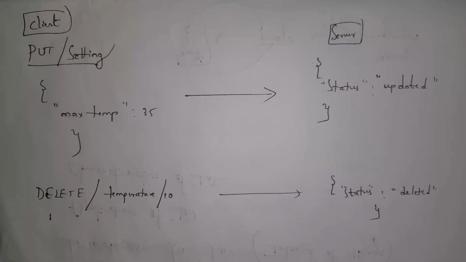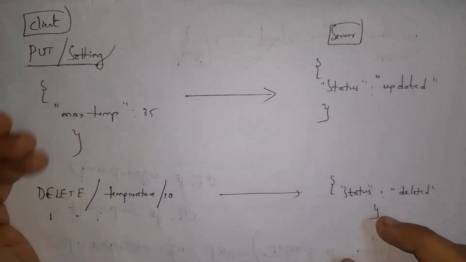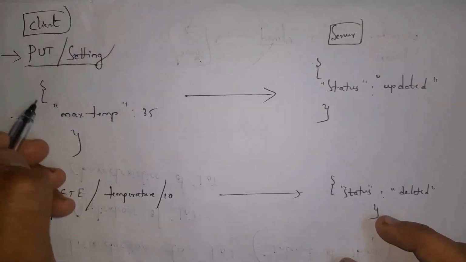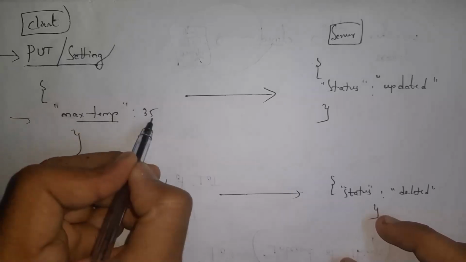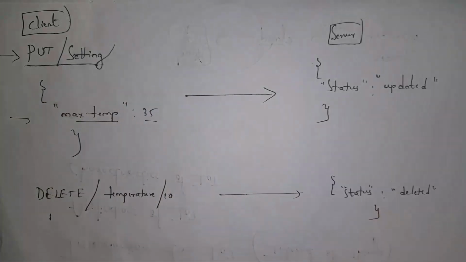By using the PUT method, the client can update existing data. For example, the client wants to update temperature settings, that is, the maximum temperature value is 35 degrees. So PUT /settings is the request by the client. In curly braces, maximum temperature is 35. This is a JSON script. Whenever the client sends this request to the server, the server will save the settings.